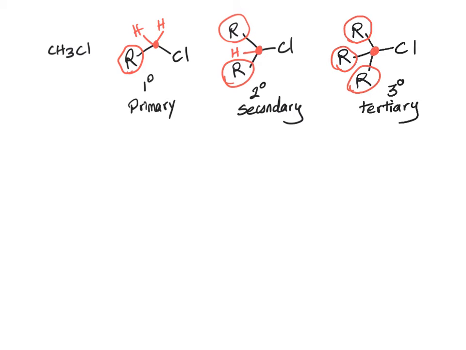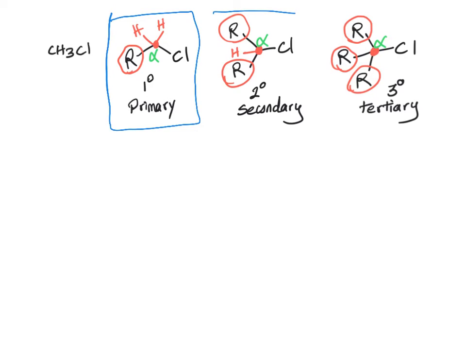The carbon which is directly bonded to the halogen is called the alpha carbon. So this is the alpha carbon in the first compound, the carbon which is bonded to chlorine. In the first compound, the alpha carbon is a primary carbon because it's bonded to only one other carbon, one alkyl group, and two hydrogens.